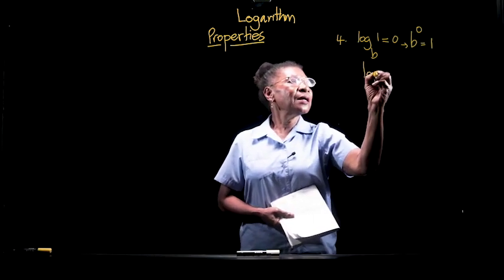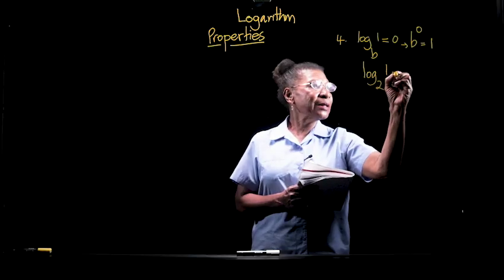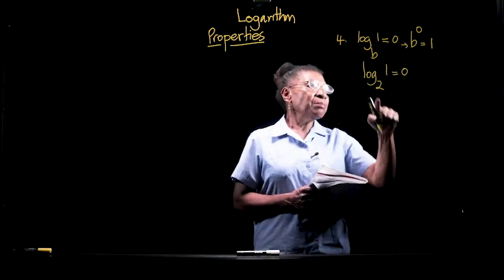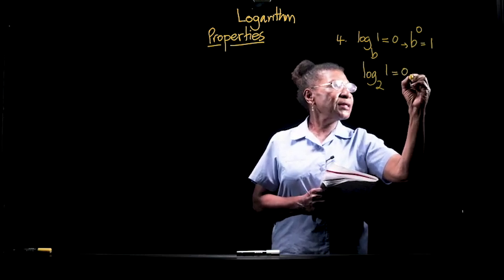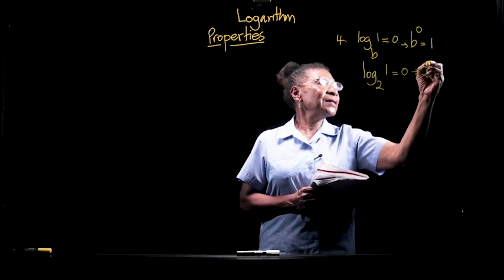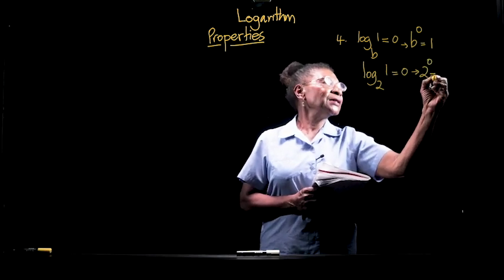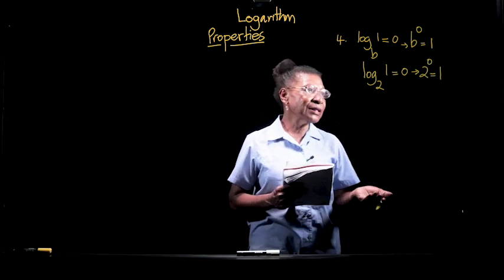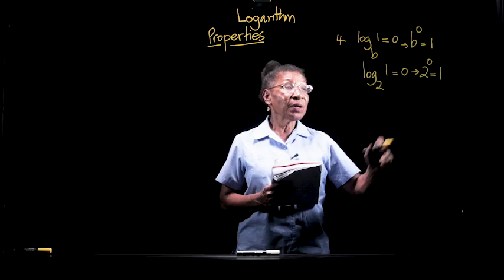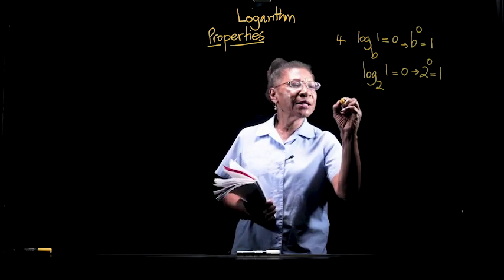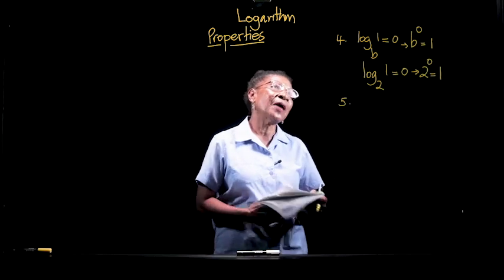And the example is log base 2 of 1 is equal to 0. If I were to write it in this form, b is the base, which is 2. The power is 0, and the result is 1. So any number at all, be it 1,000, if it is raised to the power of 0, its value will always equal 1. Let's continue with the next property and call it property 5.